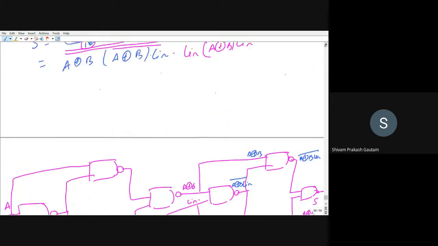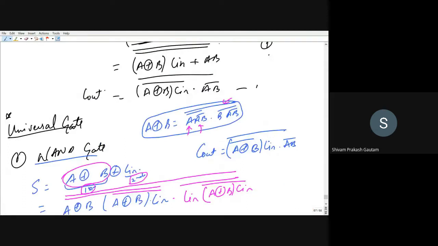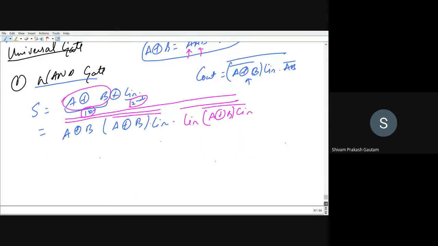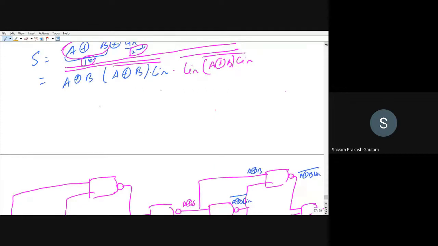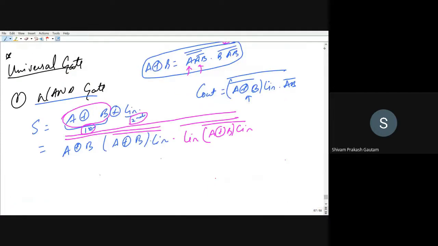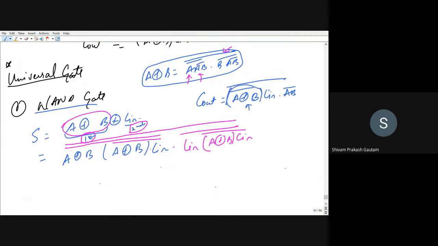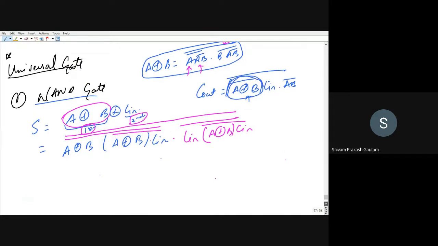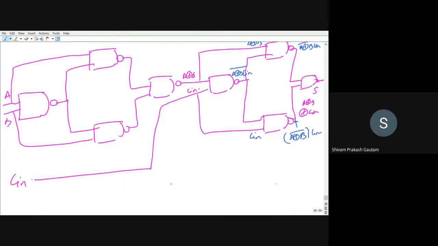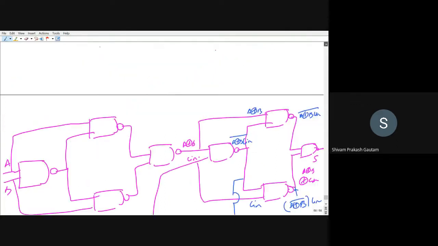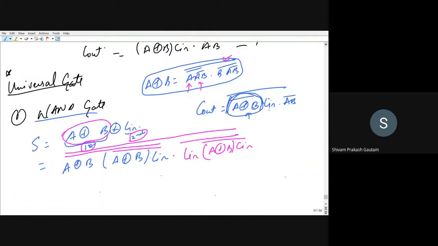Now we have to look for carry as well. So carry is A XOR B whole bar into C in into AB. Just pay attention. First we will be having A XOR B whole bar. You can see A XOR B whole bar. So A XOR B whole bar is this line. I'm taking it from here. A XOR B is from this line. Second term we are having carry in, C in. C in term is there.